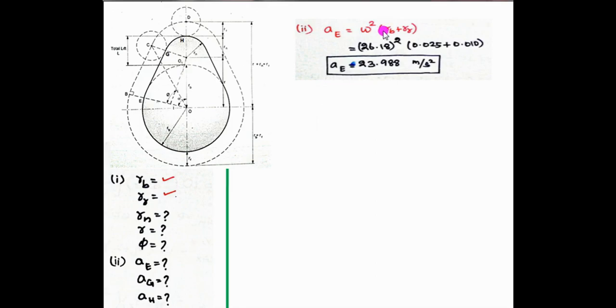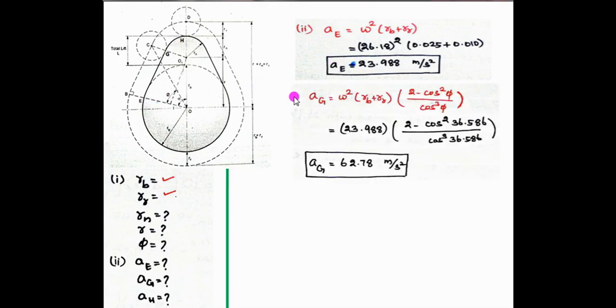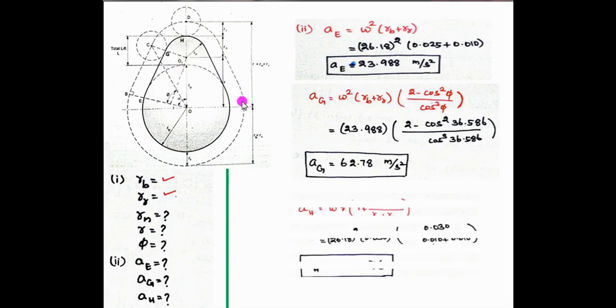Substitute the values of omega, RB and RR in this formula, we can get the acceleration at point E. Using this second formula, we can get the acceleration at G. Using this formula, we can get the acceleration at H. These are the answers for these questions. By observing the solutions, we can easily understand that the acceleration at E is minimum and maximum at G, and again it is reduced to a minimum value, 51.40. So the acceleration is minimum at E, maximum at G, again reducing at H.